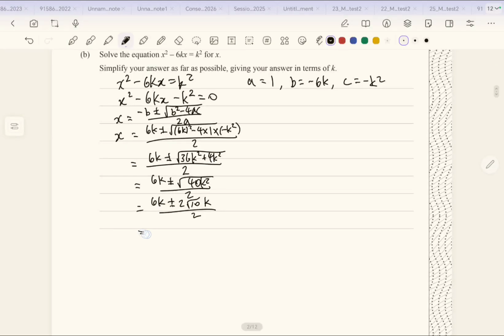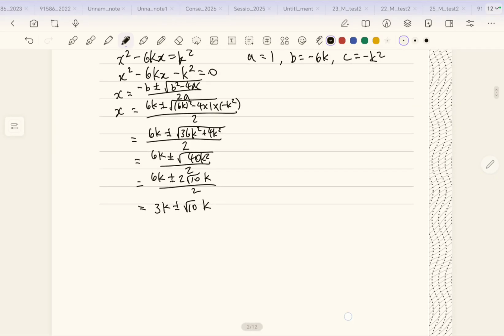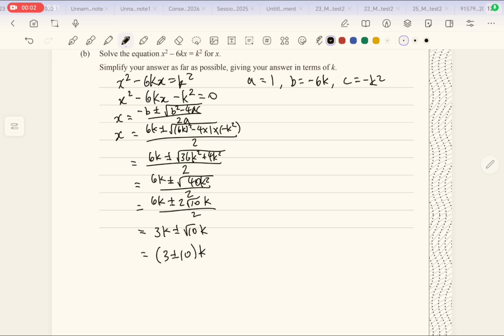Okay, and now we just divide by 2. In both terms we get not 6 but 3k plus or minus root 10k. Therefore, x equals 3k plus or minus root 10k. That is, x equals 3 plus root 10 times k, or 3 minus root 10 times k.